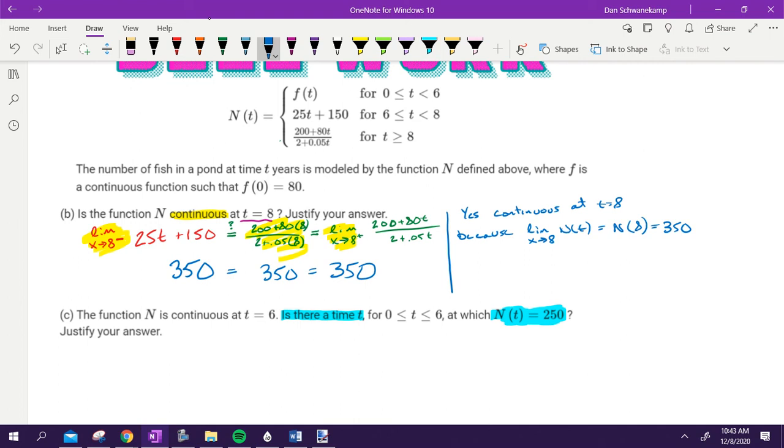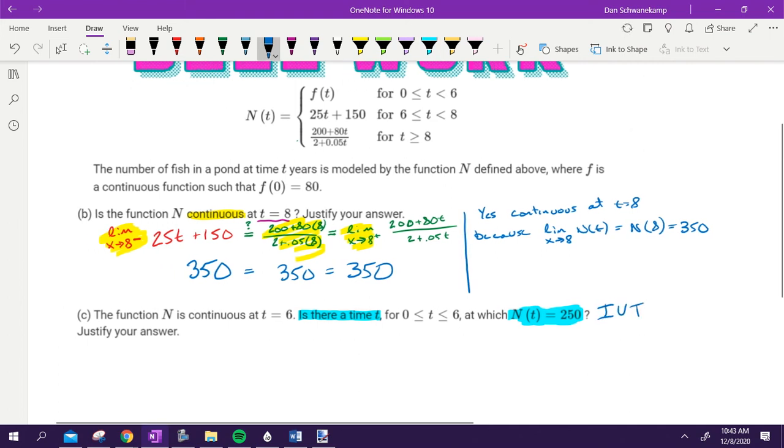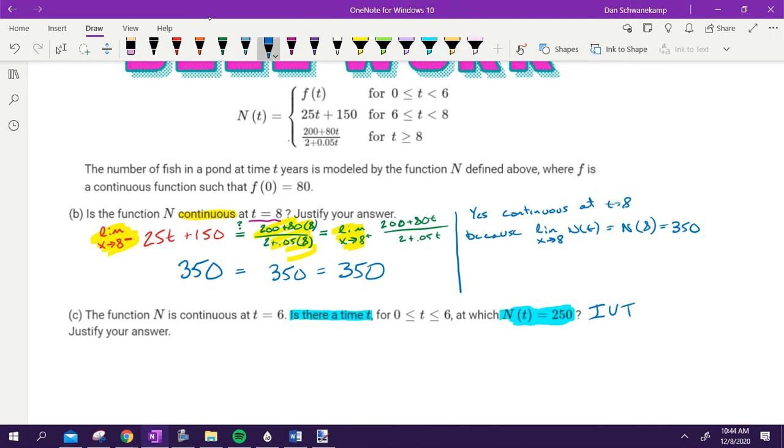Okay? This is IVT. In order to do IVT, what must I state? Or what do I need to know? Yeah, you were saying all the right things. We need some endpoints though, right? We've got an interval. The interval is from 0 to 6. What am I going to do? Plug in 0 and 6. I'm plugging in 0. I'm plugging in 6.